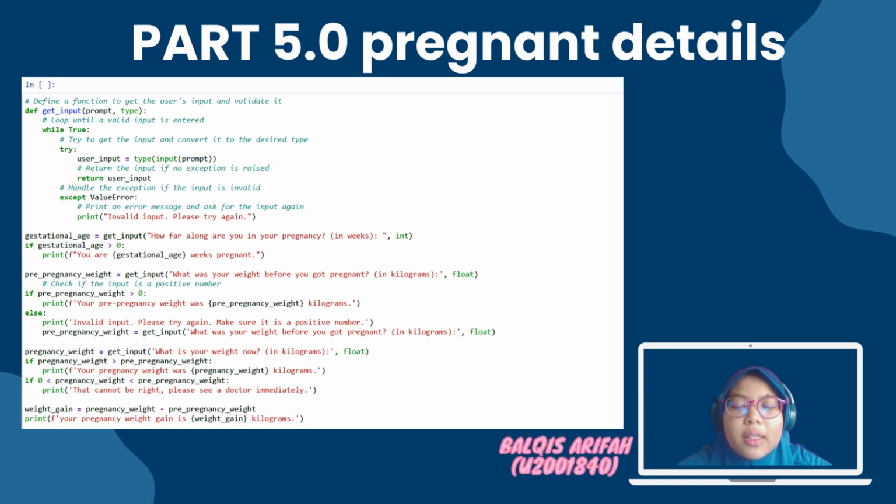I am Balqis Arifah, and this is part 5, the pregnancy advice. So we will set up a function to get their input, then ask for the gestational age, the pre-pregnancy weight, and the current weight. And based on that, we will calculate.